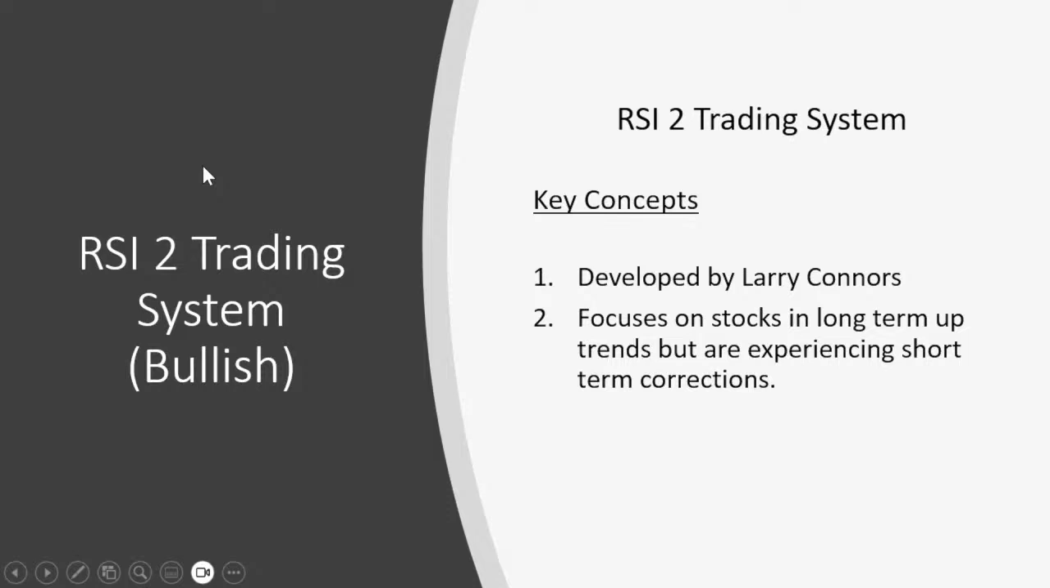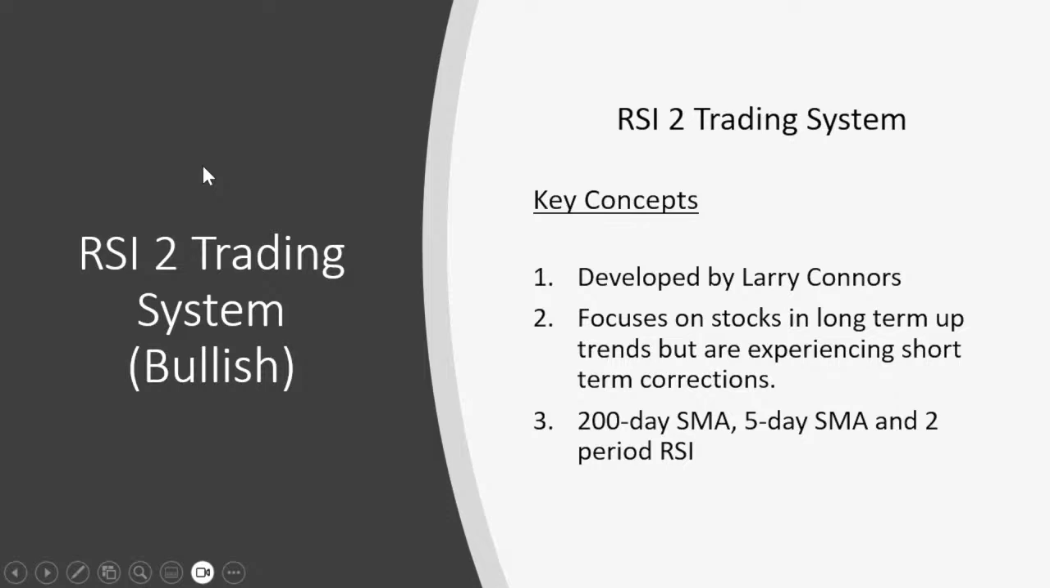This strategy, from a 30,000-foot view, focuses on stocks in long-term uptrends that are experiencing short-term corrections. It's rather ambiguous, but he defines it, and I'll go through that in a moment. And what I love about this system is that it's so simple. It only uses 3 indicators. Not 5, not 7, 3 indicators.